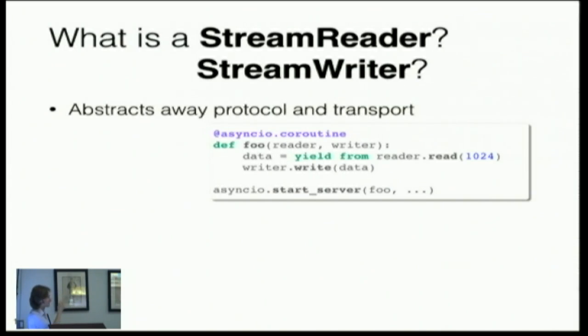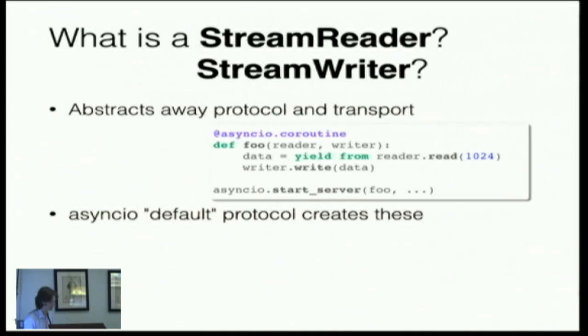So your coroutine is another factory, really. So the factory, or the coroutine function. And you're given a reader and a writer, and these are basically files that you can read from and write to. Reading is a coroutine itself, so you yield from. It'll wait until the data is available. So this is just an echo server that reads a kilobyte of data and sends it back.